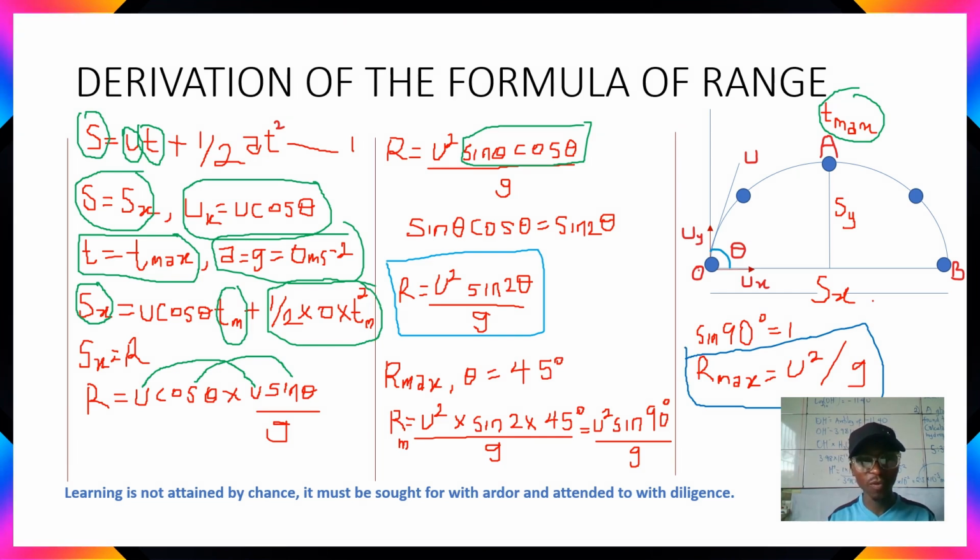So learners, before we move away from this slide, we have been able to derive the formula for the range of a projectile, and we started by using one of the laws of equation that says S is equal to ut plus half gt squared, and we have been able to show that the range of a projectile is equal to u squared sine 2 theta over g. Then range can also be maximum when theta is 45, and we have also proved that maximum range is equal to u squared over g. I hope this is clear to you guys. If so, let's move to the next slide, where we shall look at an example on how to apply the formula.